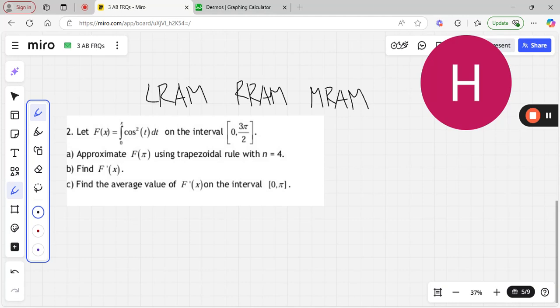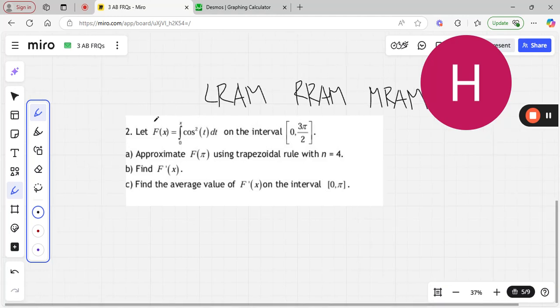All right, let's get started. Now, we're letting f of x be equal to the integral from 0 to x of cos squared t dt. I want to make this clear that cos squared does not have an antiderivative. You could manipulate the equation and then take an antiderivative, sure, but it's not a function that when you take a derivative, it just looks immediately like cosine squared. So this is definitely a calculator problem. And it's defined on the interval from 0 to 3 pi over 2.